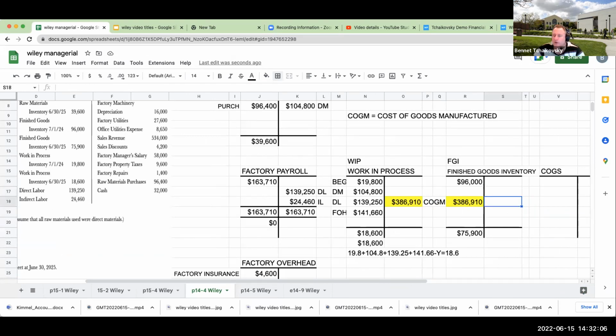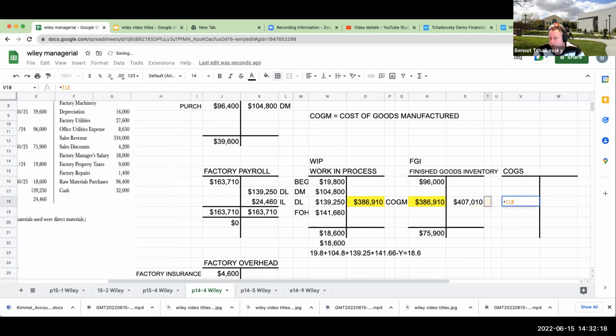So over here, what you want to be doing is 96 plus 386,910 minus 75.9, which gives me 407,10. So this is going to be the amount that comes over here, whatever I have to balance with finished goods, to my cost of goods sold.